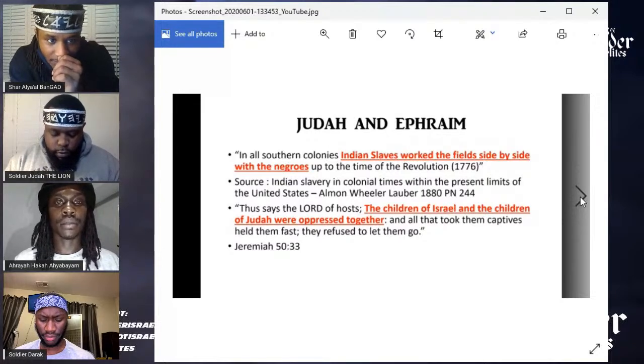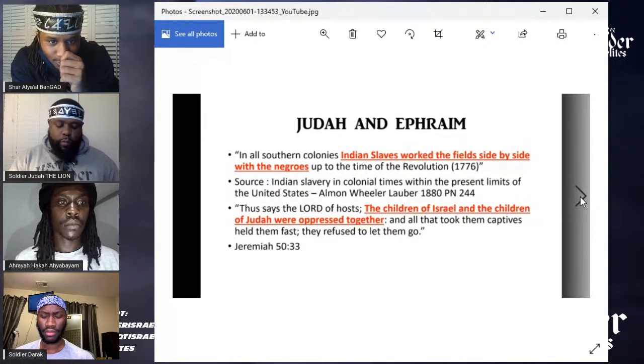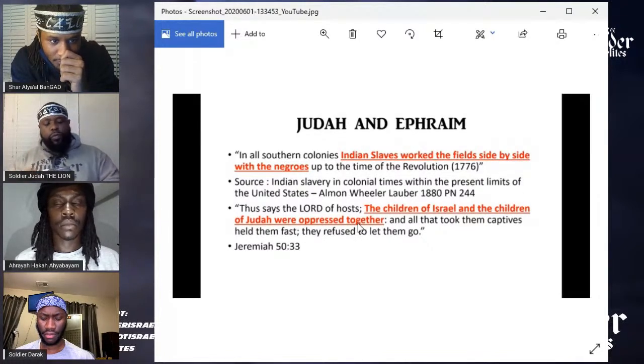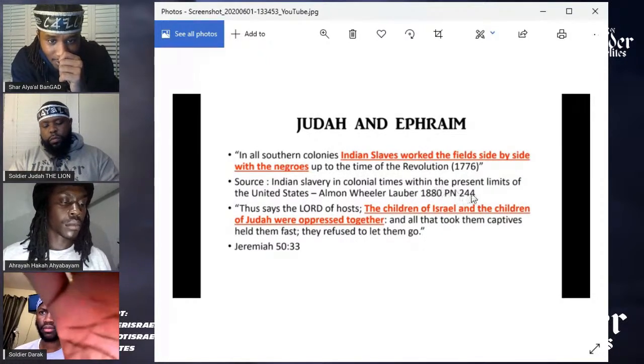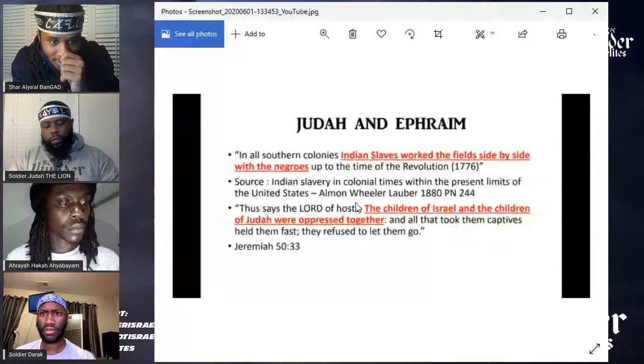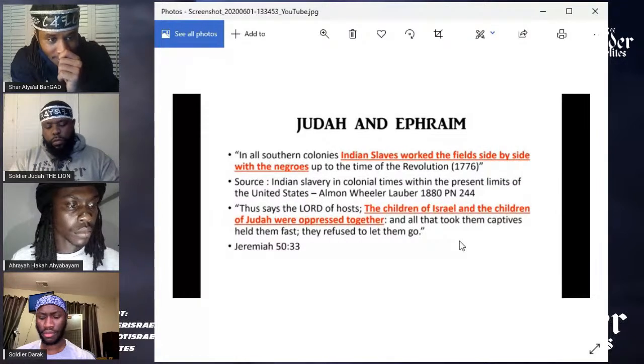So, yeah, in all southern colonies, Indian slaves worked in the fields side by side with Negroes, right? Oppressed together, right? This is from a book source, Indian Slavery in Colonial Times within the present limits of the United States by Almon Wheeler Lauber, 1880, page number 244. You even got the page numbers.